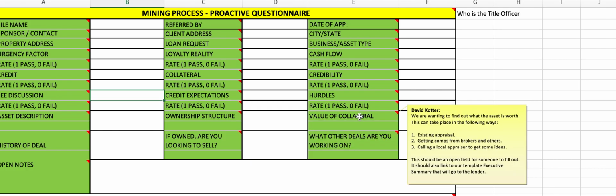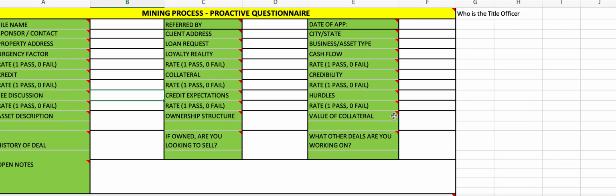Value of the collateral, what do we think it's worth? What do they think it's worth? Do they have an old appraisal? Can they get you comps? That'll be really a huge deal to make sure our loan to values are correct.